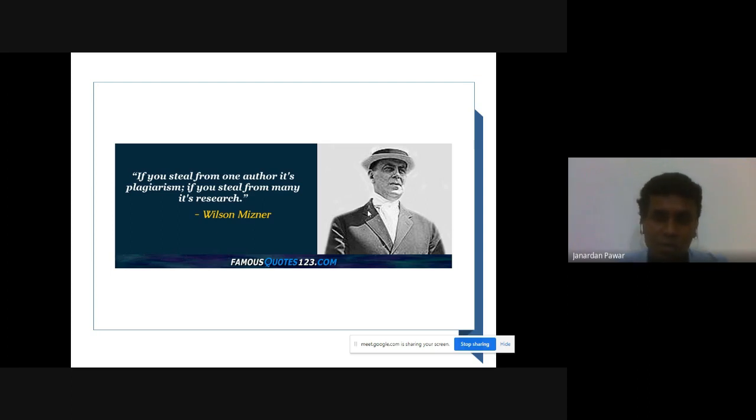And this percentage should not be more than 10%. If it is more than 10%, they won't allow you to submit your thesis, or they will reject your thesis in that case. So this is what Minzer said very nicely and very rightly. If you steal from one author, it will be treated as plagiarism. But if you steal from many authors at a time, try to get their ideas, what they want to say, and convey those ideas in your own words, it becomes your research. A very interesting sentence. I like this sentence very much, and this is what I have taken here.